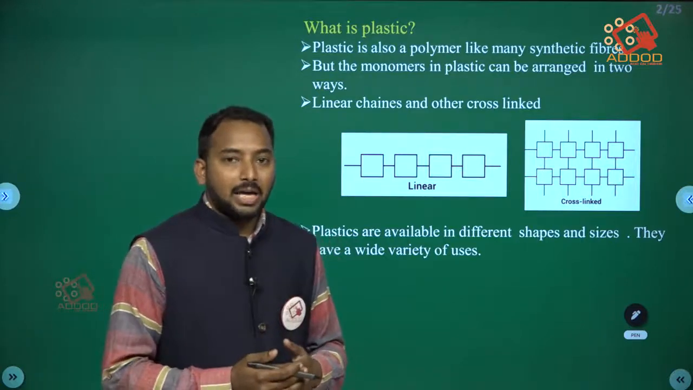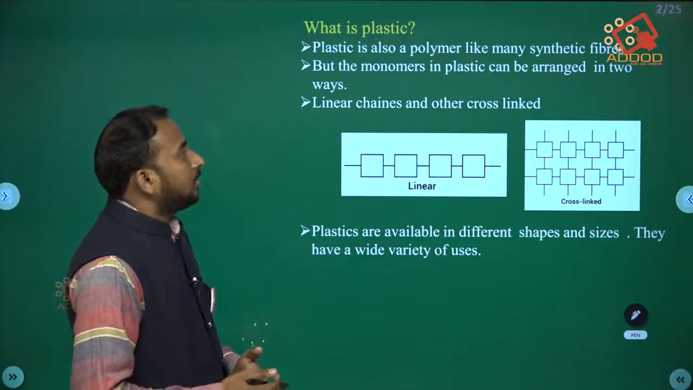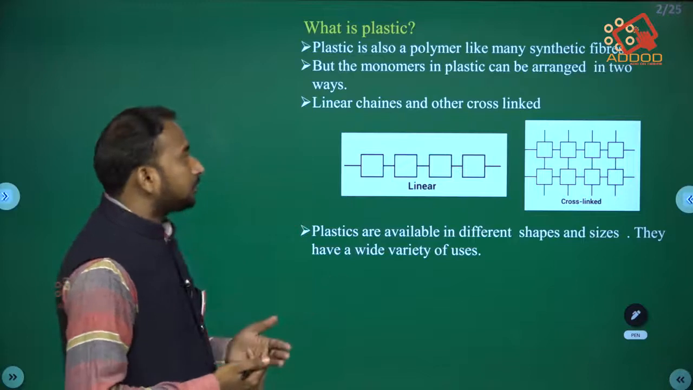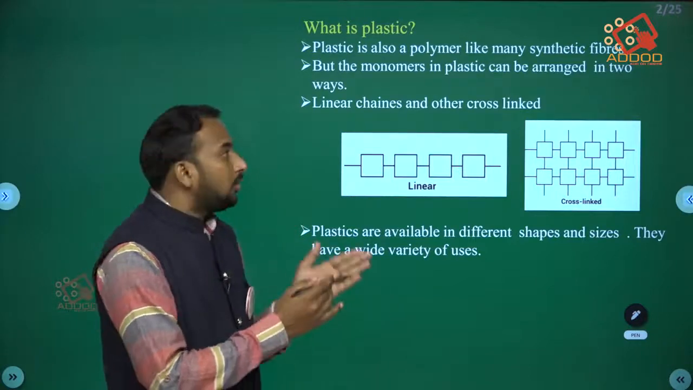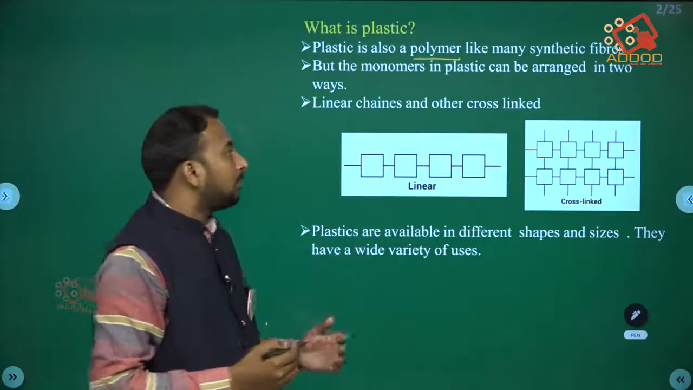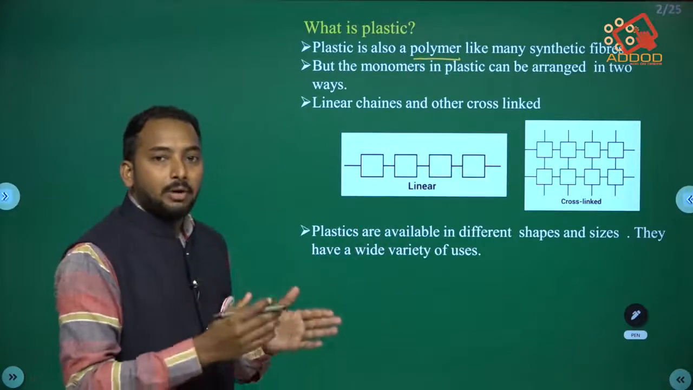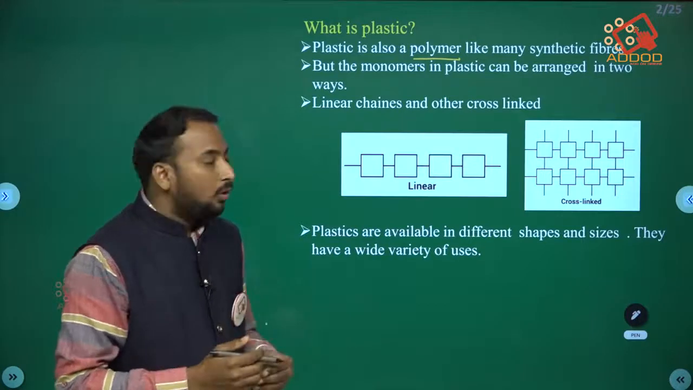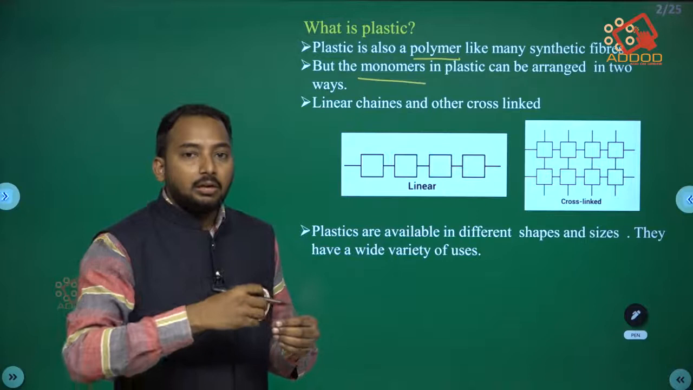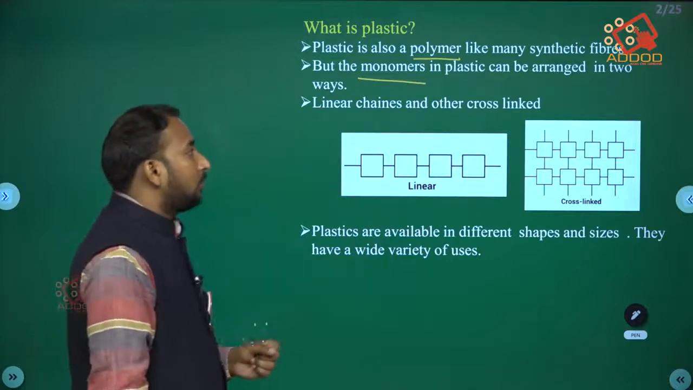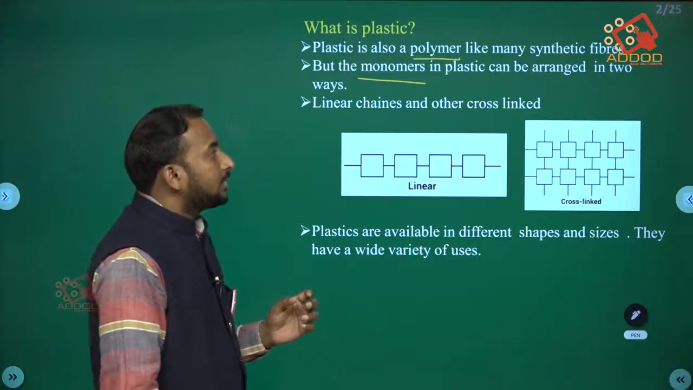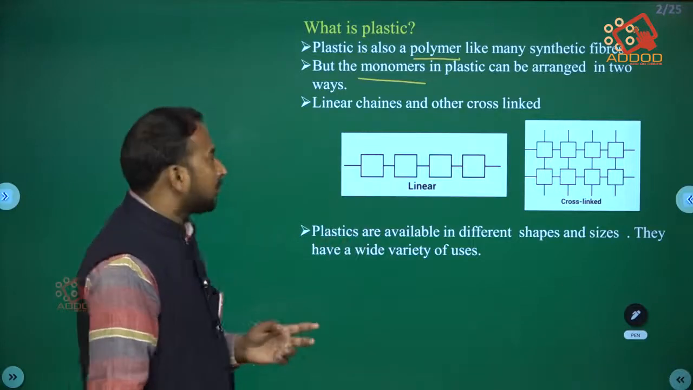So what is meant by plastic? Plastic is a polymer like many synthetic fibers. What is meant by polymer? Already we know the definition of polymer. A polymer is made up of a large number of monomer units. The monomer units form one large molecule, which is called a polymer.